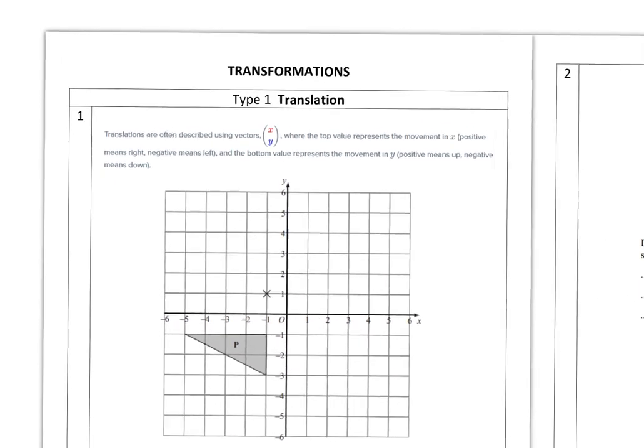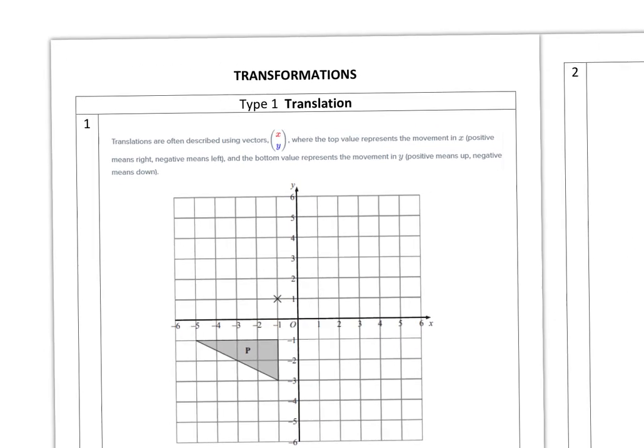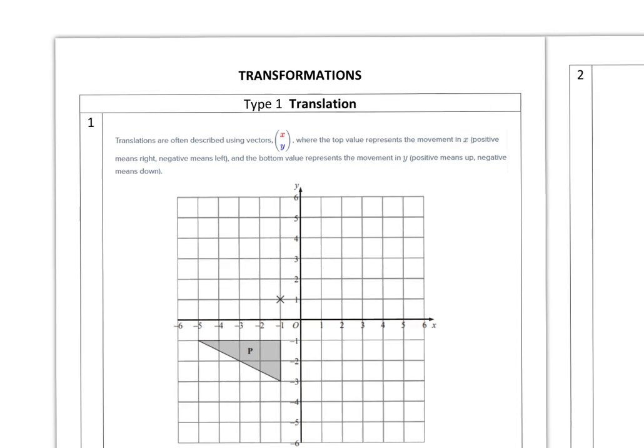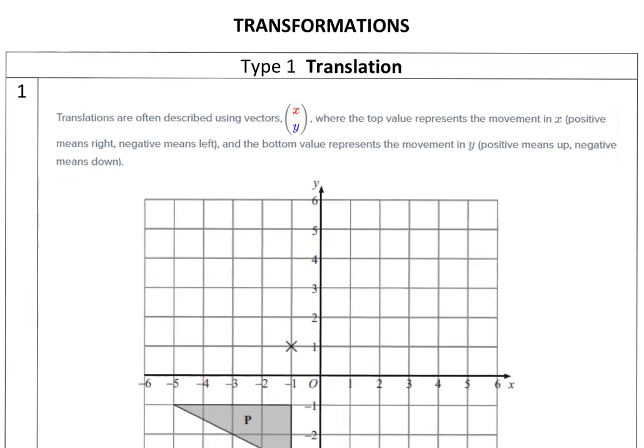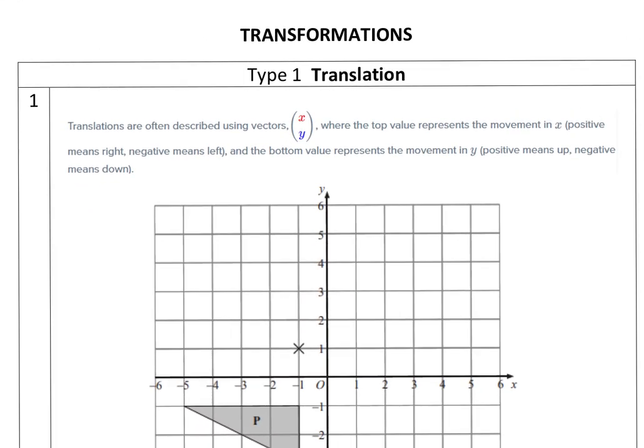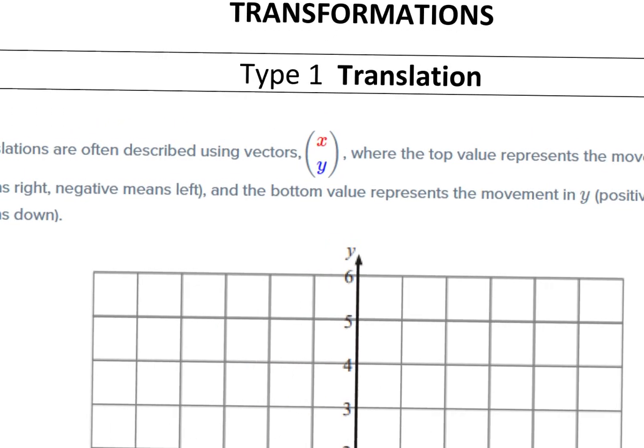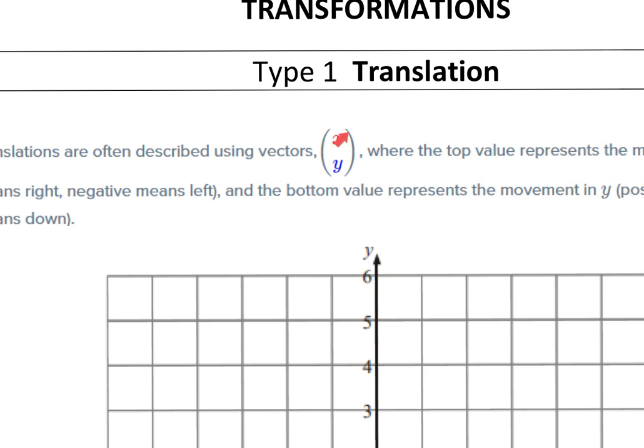Translation, we just need to slide the shape to the right, to the left, up, down, so horizontally or vertically or both. We describe translation by a column vector. In this column vector, we have two numbers.